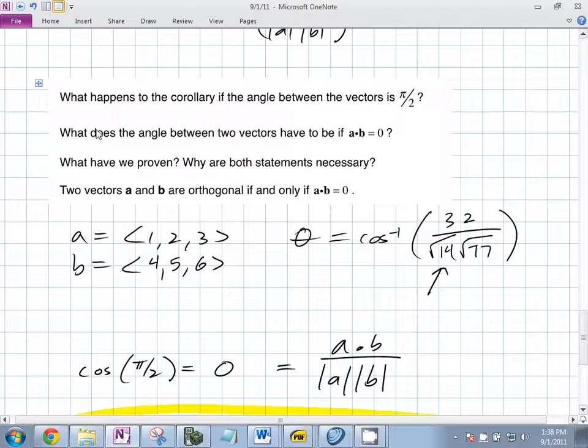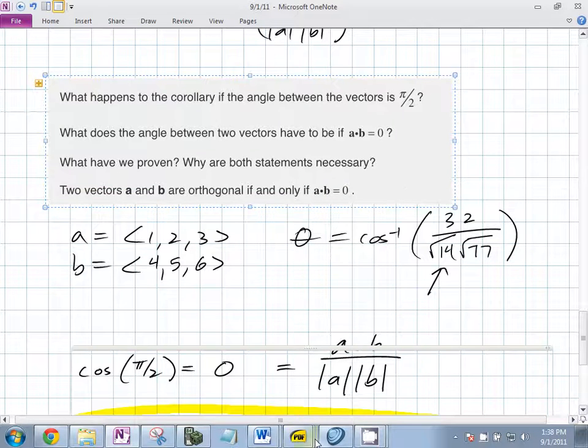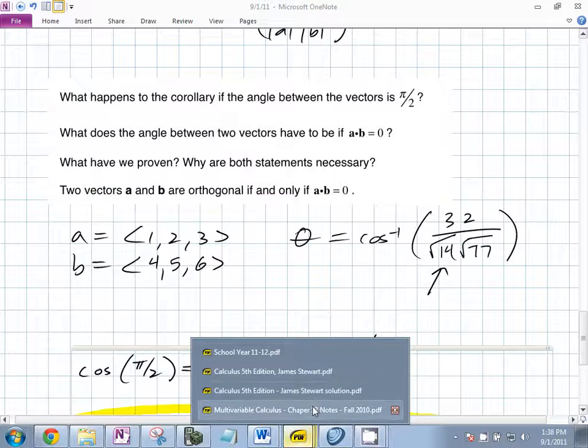So what does the angle between the two vectors have to be if A dot B is 0? The angle between them has to be pi over 2. It has to be 90 degrees. Exactly. That's what we've proven, and this is what we just wrote here. Two vectors A and B are orthogonal if and only if their dot product is 0. Excellent.